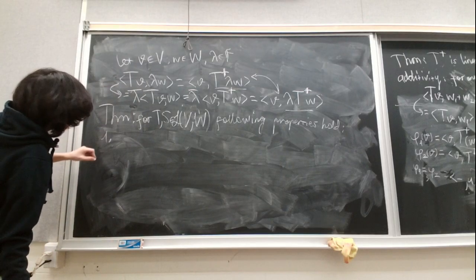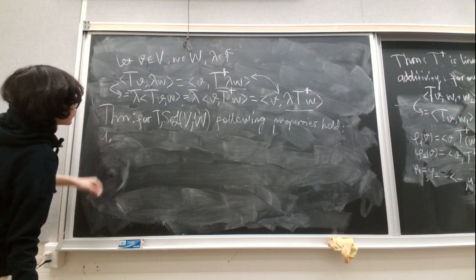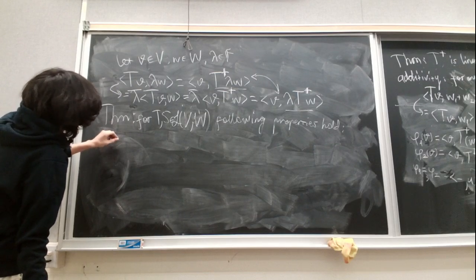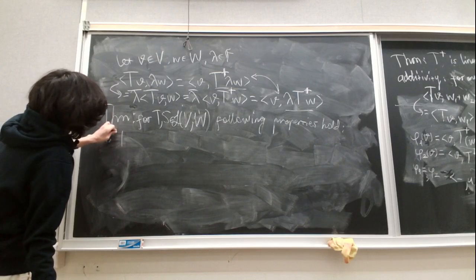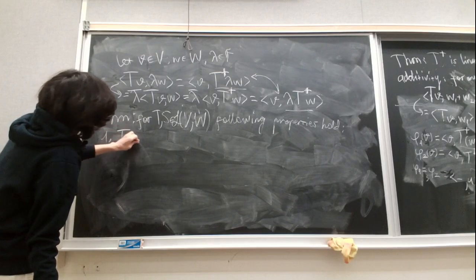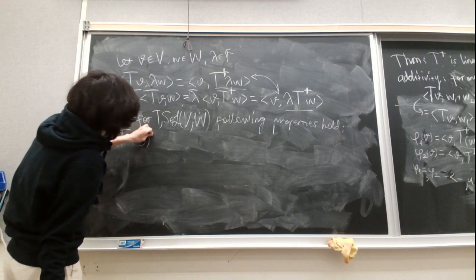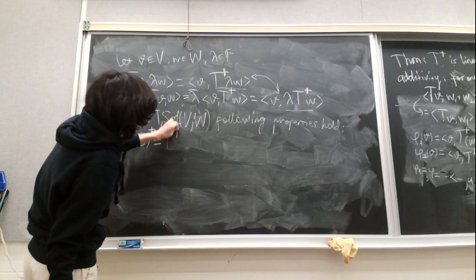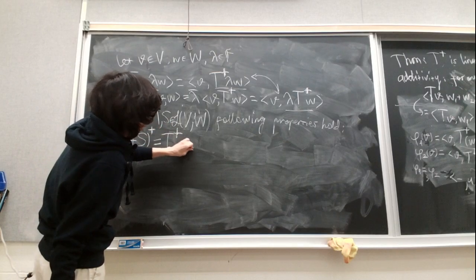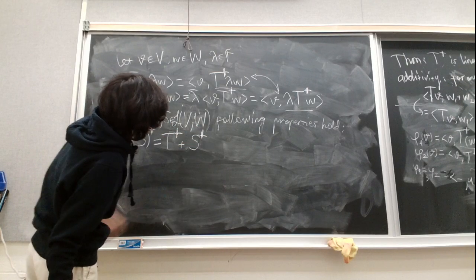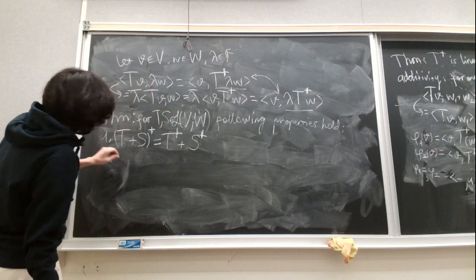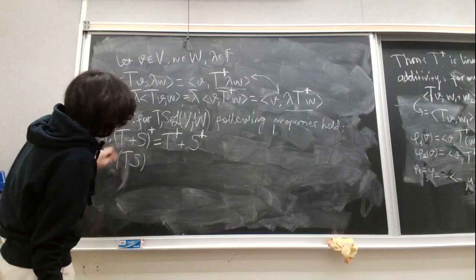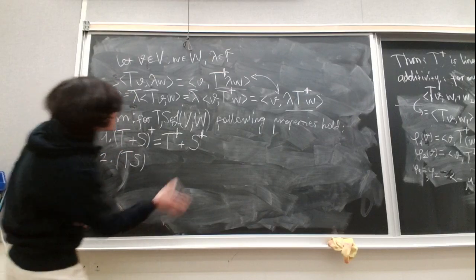Because we're going to need multiple linear maps for some of these. So the first one is that the adjoint of T plus S is equal to the adjoint of T plus the adjoint of S. The second one is that the adjoint of T and S multiplied, or I suppose, hold on.